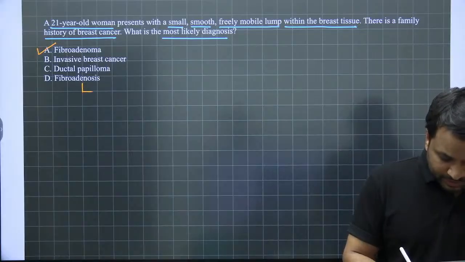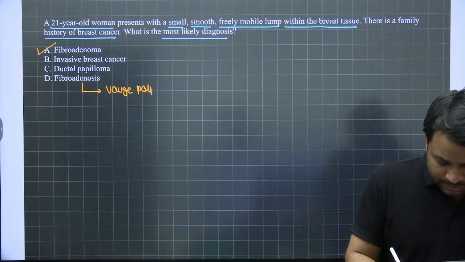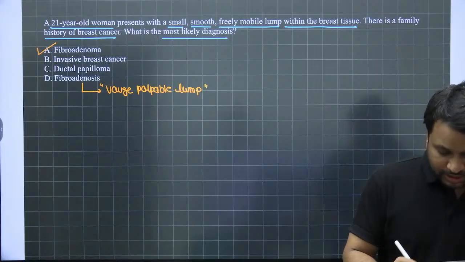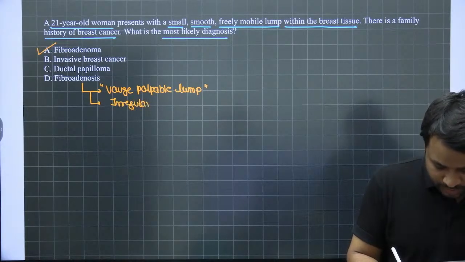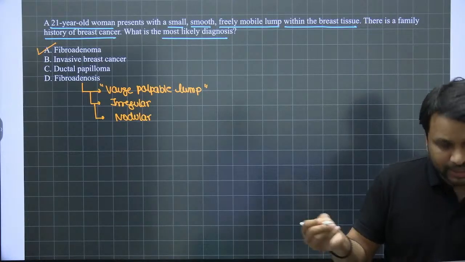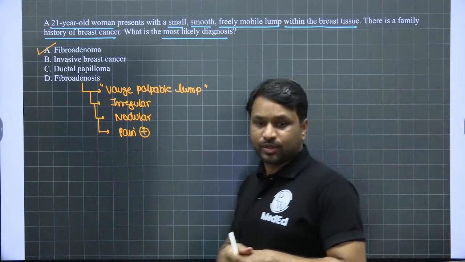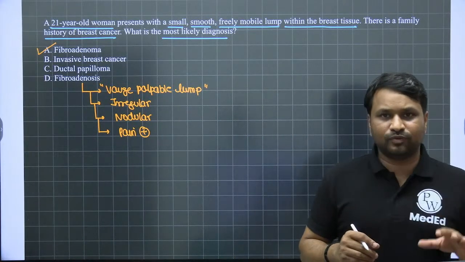Fibroadenosis is a vague palpable mass or a vague palpable lump. It is not going to have a well-defined border. It is going to be irregular, and this is also going to be nodular, unlike fibroadenoma. And fibroadenosis is also associated with pain. So the answer here is going to be fibroadenoma of the breast.